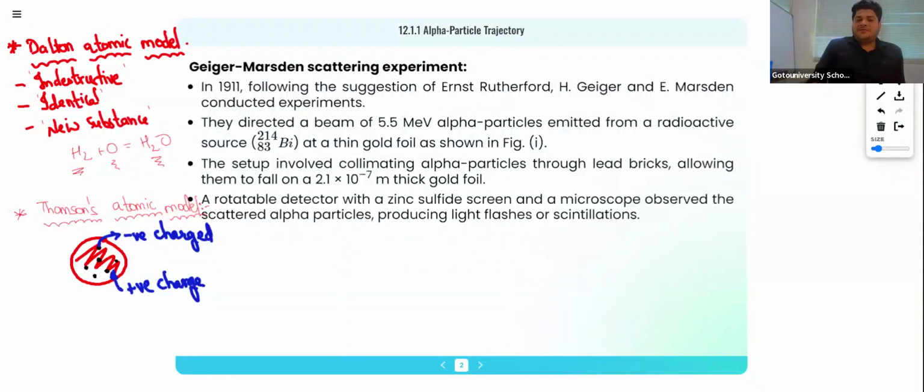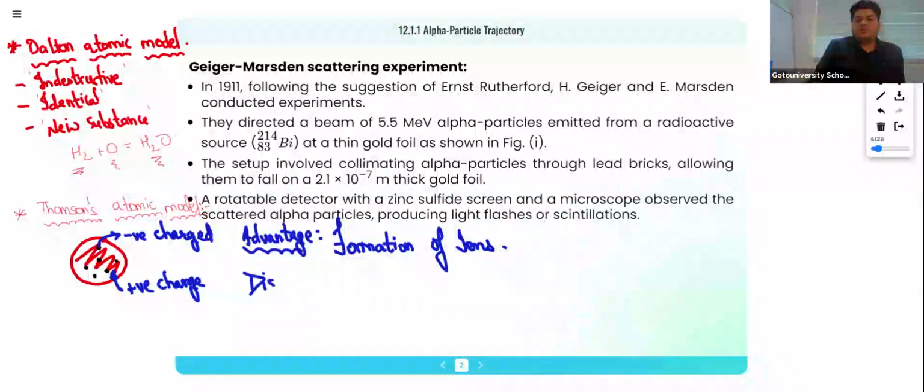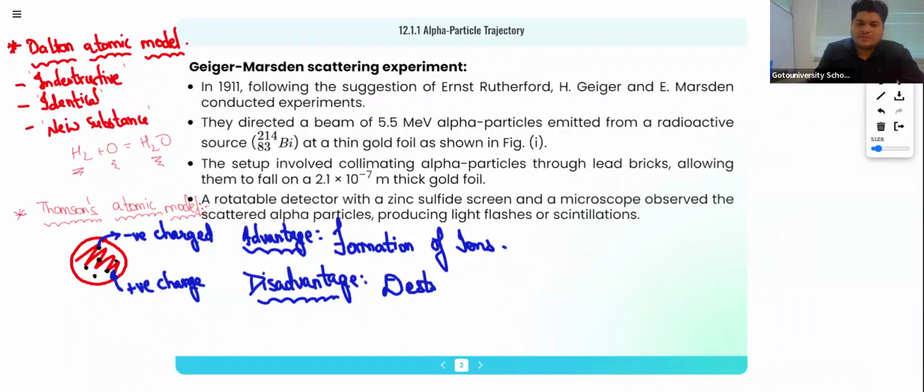What advantages do we have here? We have the advantage that we came to know about the formation of ions. But what are the disadvantages? The advantage will be formation of ions. And what about the disadvantage? The disadvantage was that distribution of charge was improper.